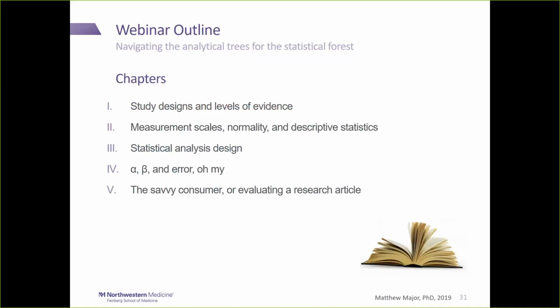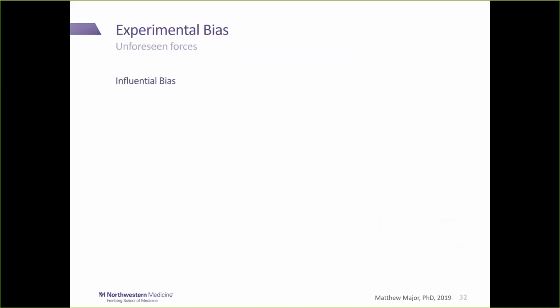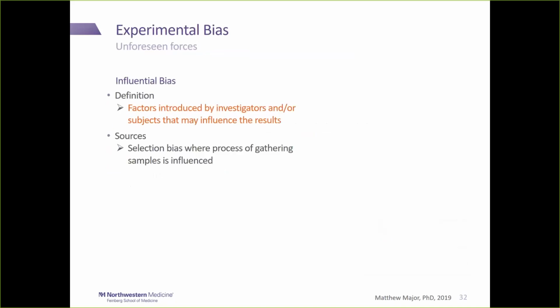All right, so let's wrap all this together as we're coming close to the end. What I'll talk about now is ways that you can become the savvy consumer by using the information I provided today in order to evaluate research articles. The first thing I'll talk about is experimental bias, just a little bit here. So these are factors introduced by investigators and or subjects that may influence the results. There are various sources. One might be selection bias. The process of gathering samples is actually influenced.